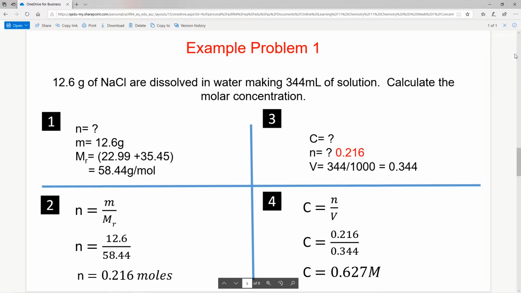And now we get into some example problems. This is probably the part that's going to be a little bit confusing, but it is very important that you understand how to do these kinds of equations. So we have our question. 12.6 grams of sodium chloride are dissolved in water, making 344 mils of solution. Calculate the molar concentration. So the first thing we need to do is work out, well, what do we know, what do we not know? So if we come up here, we know that we have 12.6 grams.